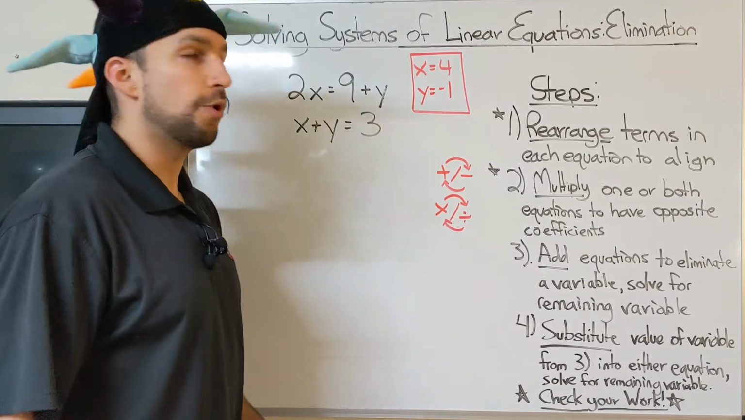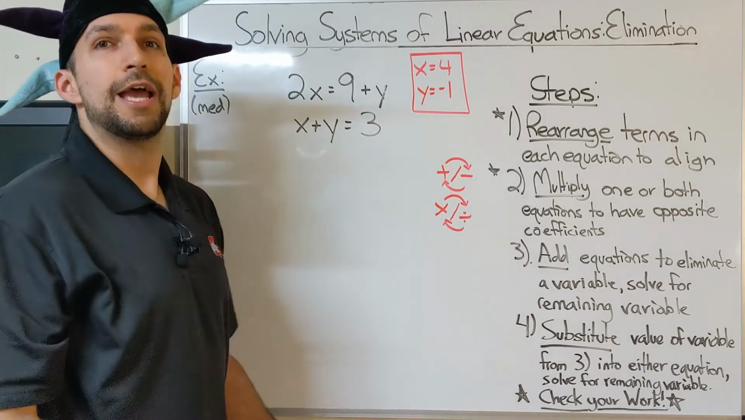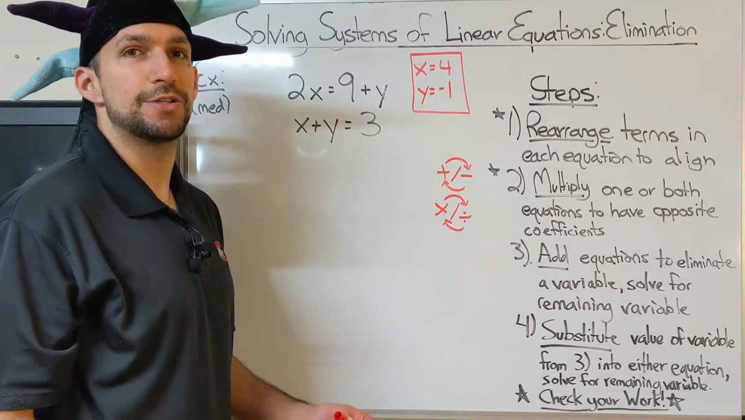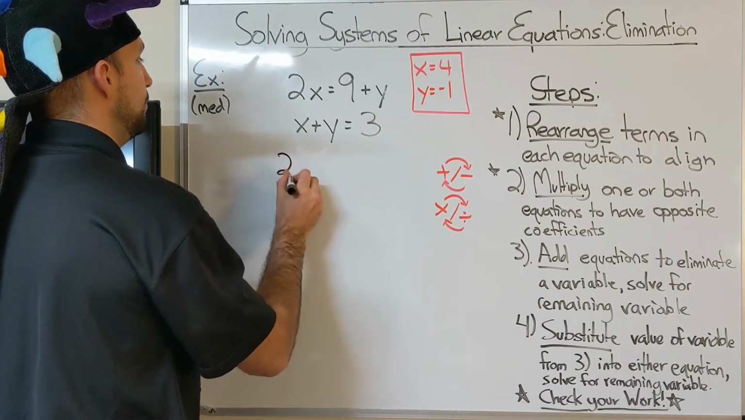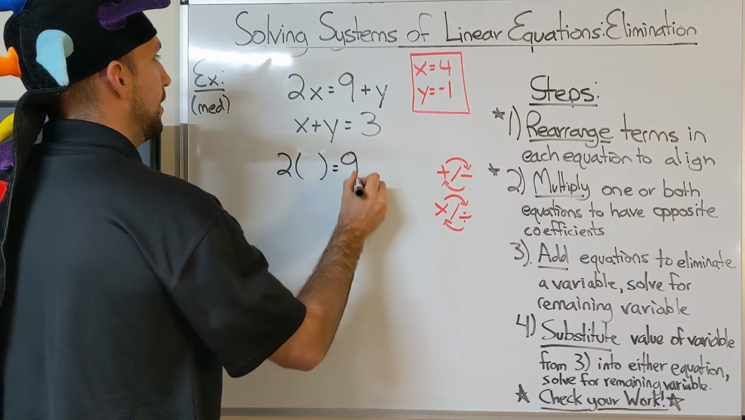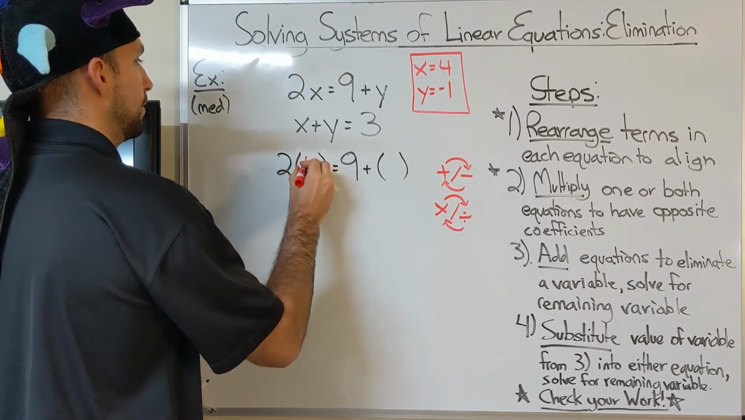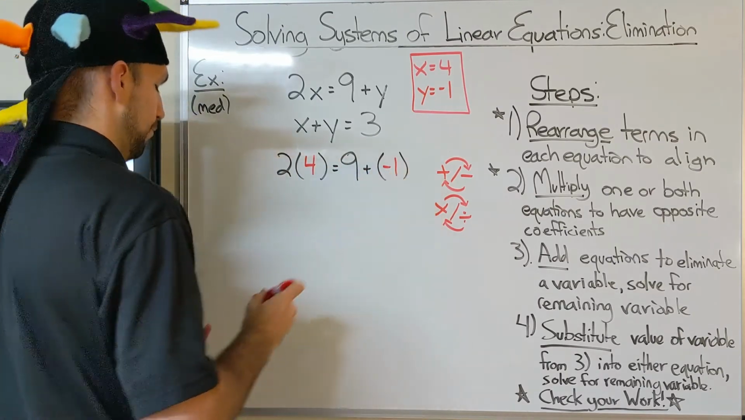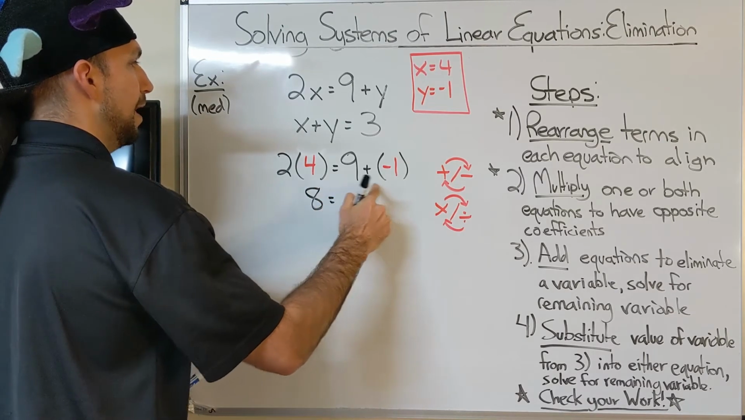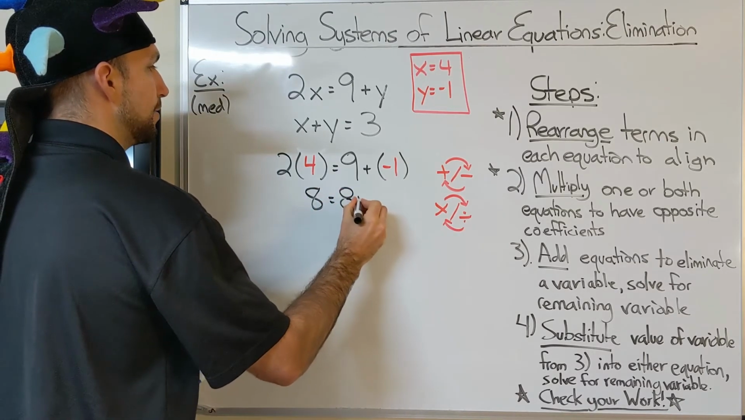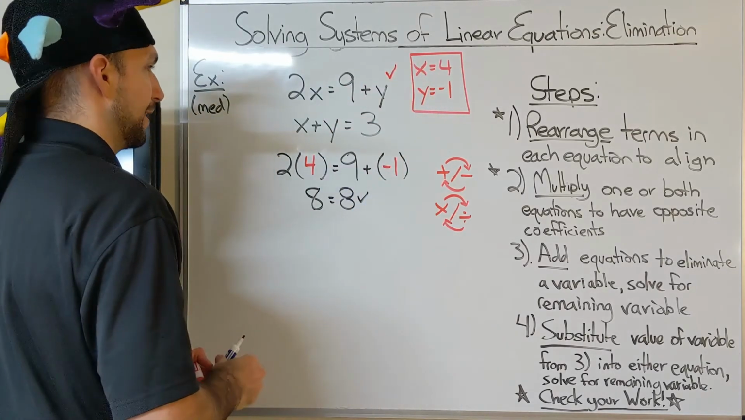Our last step is to check our work, so let's simply substitute the values of x and y into both of our original equations and make sure we get true statements, equations that have a number equal to itself. So our first equation was 2x equals 9 plus y, where we had x as 4 and y as negative 1. On the left, 2 times 4 is 8. On the right, 9 plus negative 1 is 8. So this checks out. And we know that our first equation works for our values of x and y.